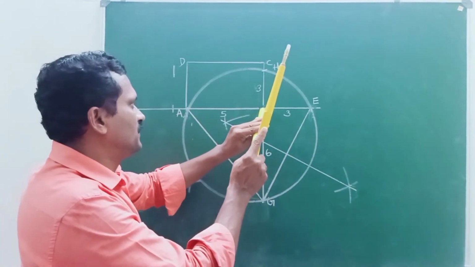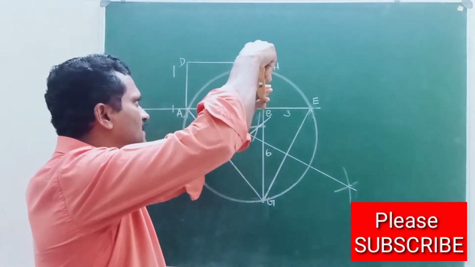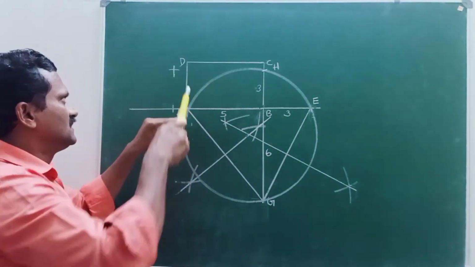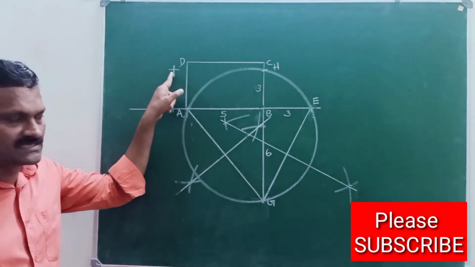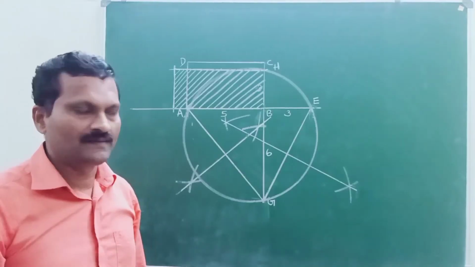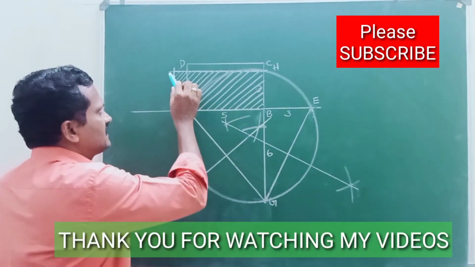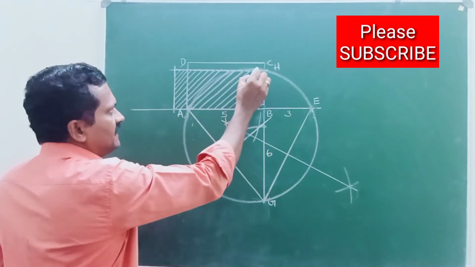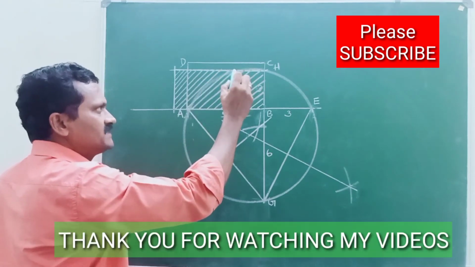So we take the height BH in the compass and mark the arc from here. This point of intersection is one of the vertices of the required rectangle. Join the adjacent vertices. The rectangle BADH, the shaded portion, is the required rectangle.